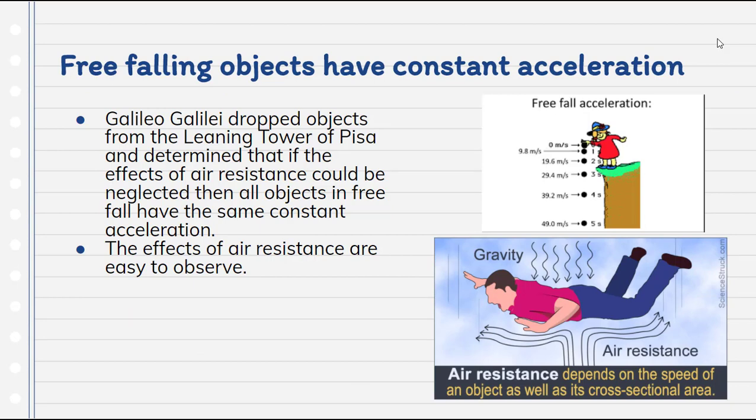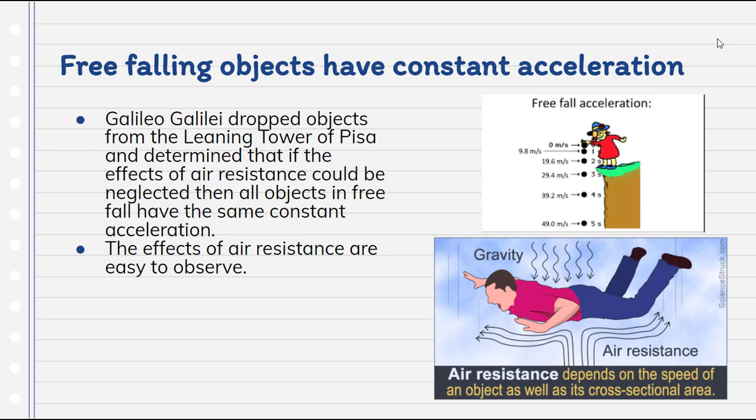Free-falling objects have constant acceleration. Galileo Galilei dropped objects from the Leaning Tower of Pisa and determined that if the effects of air resistance could be neglected, then all objects in free fall would have the same constant acceleration. The effects of air resistance are quite easy to observe. Imagine you're taking a crumpled up piece of paper from the top of a building and dropping it next to just a normal sheet of paper.